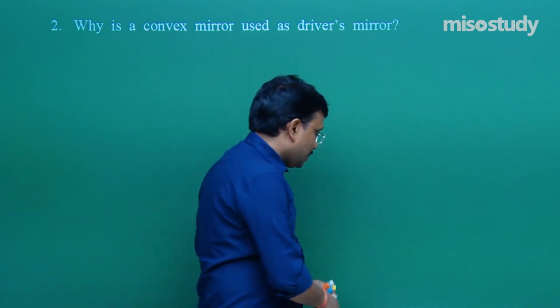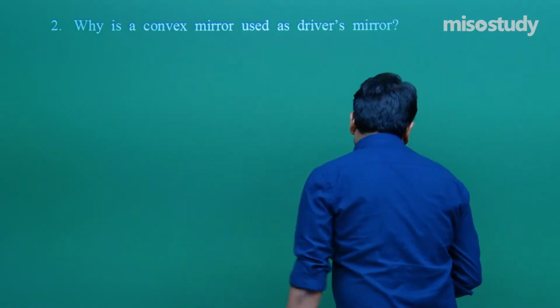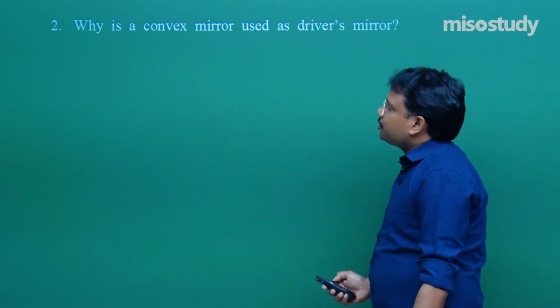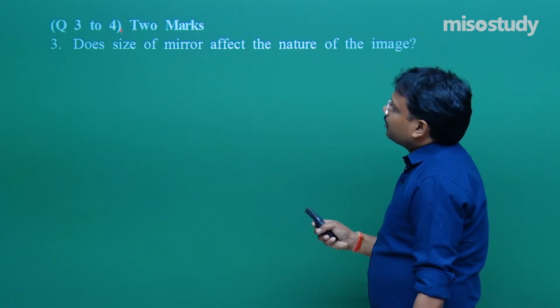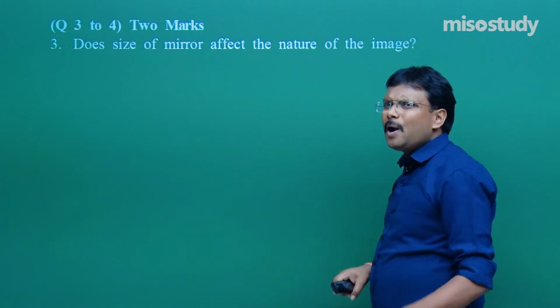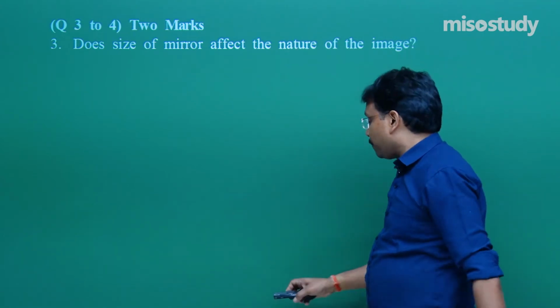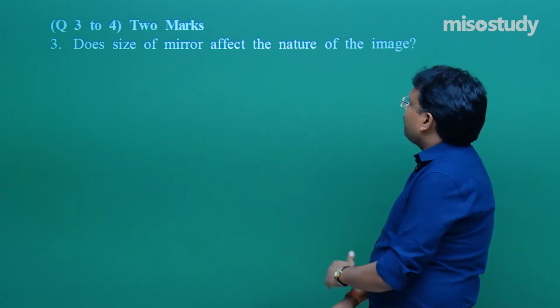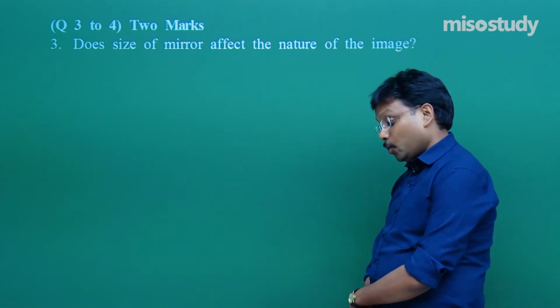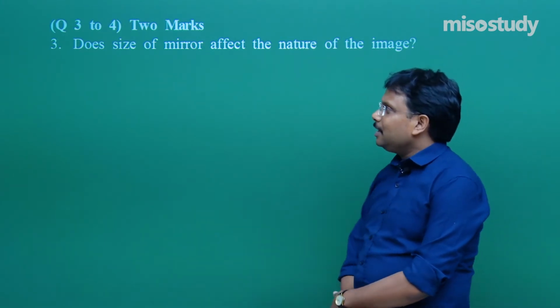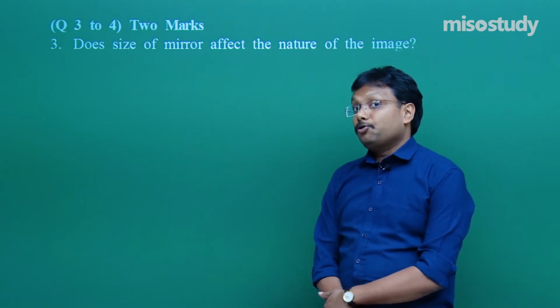Let us come on to the next question, and this is question number 3 and 4, both are for 2 marks. So, at least you have to write down 2 lines or so. Does size of mirror affect the nature of the image? Now, this question is up to some extent not so simple.